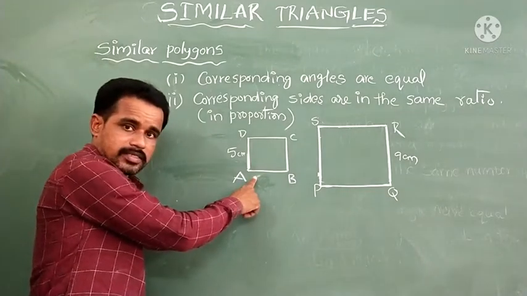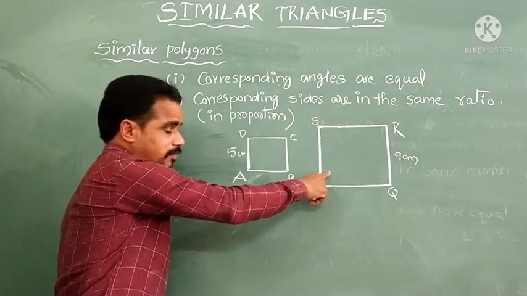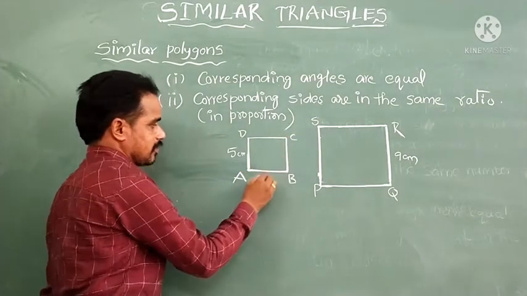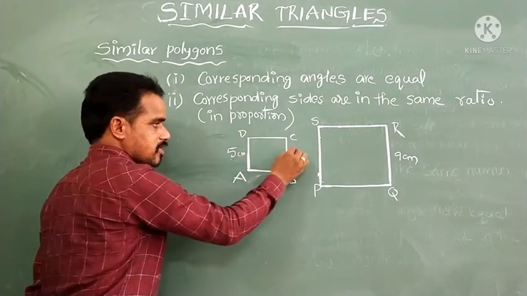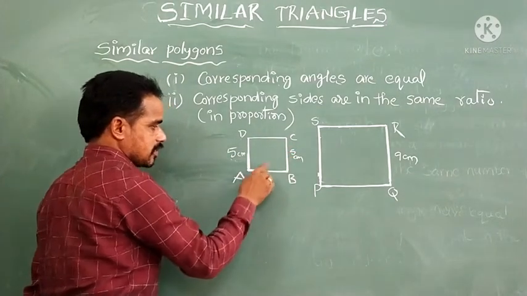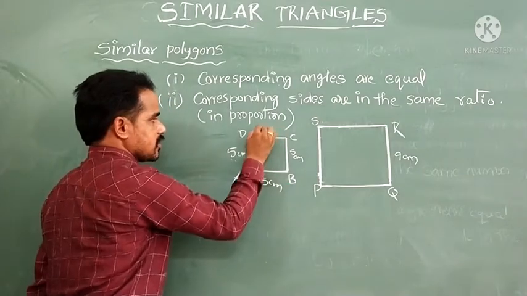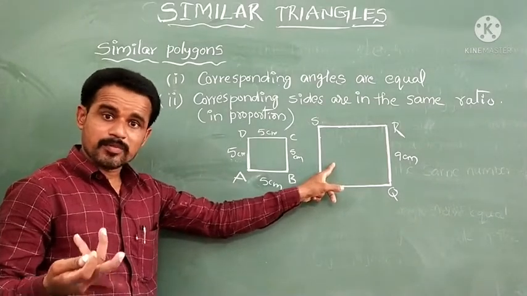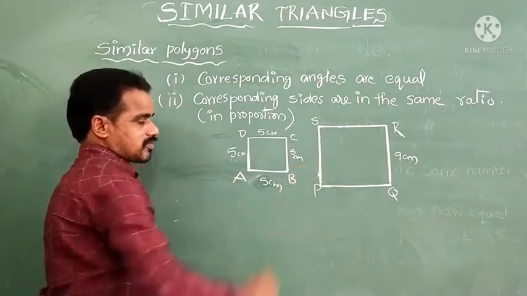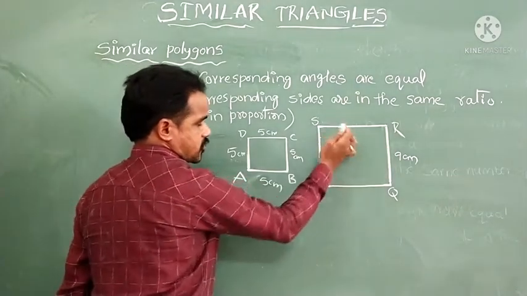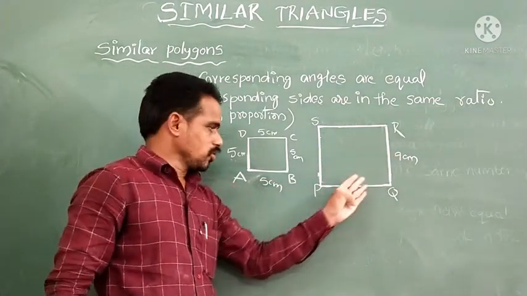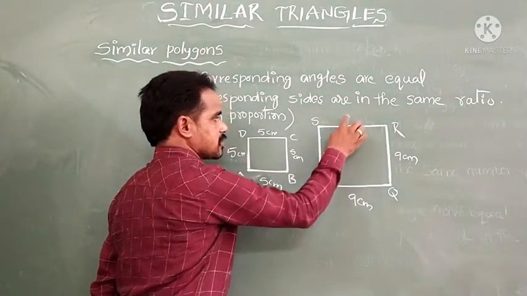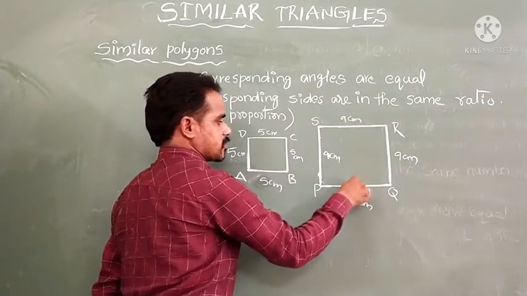This is a square, right? This is also a square. That means in a square all sides are equal. This is 5 centimeters. This side also 5 centimeters. This side also 5 centimeters. This side also 5 centimeters. I have taken two squares. Squares are also polygons. Next, what about this square PQRS? PQRS has a 9 centimeter side. So this side also 9 centimeters. This side also 9 centimeters. This side also 9 centimeters.